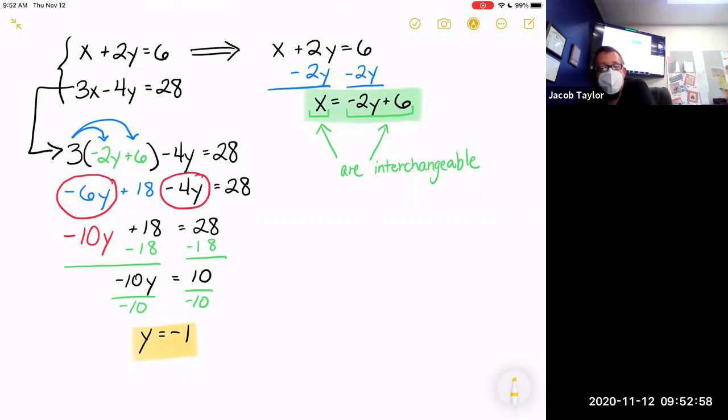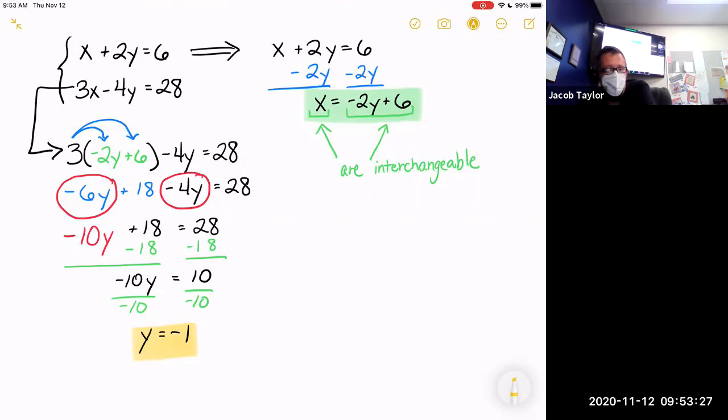Am I finished? I'll give you a hint. Do I know the entire coordinate? No, I only know half of it. I know y. And I found y by substituting in the second equation, 3x minus 4y equals 28. So the way I'm going to find x is by substituting into the first equation, x plus 2y equals 6.